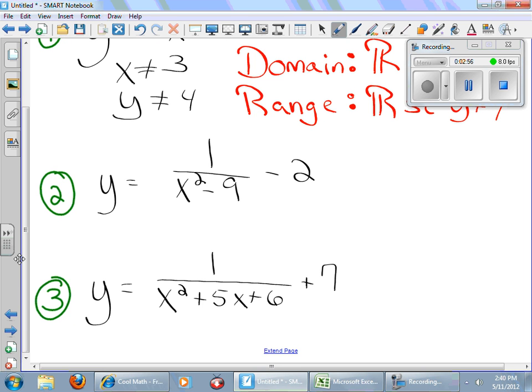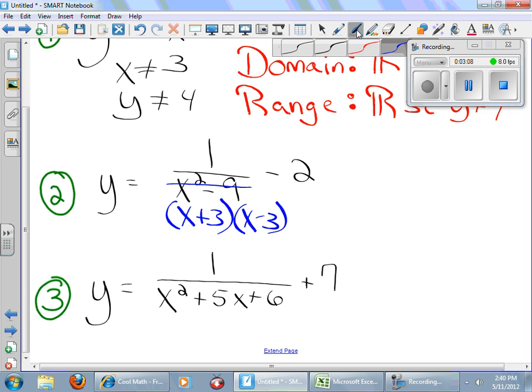Hopefully you realize that you should factor this denominator and get the quantity of x plus 3 and the quantity of x minus 3. All right? So, see if you can figure out the domain and the range. You can go ahead and pause the video. I'll put them up here in just a moment.